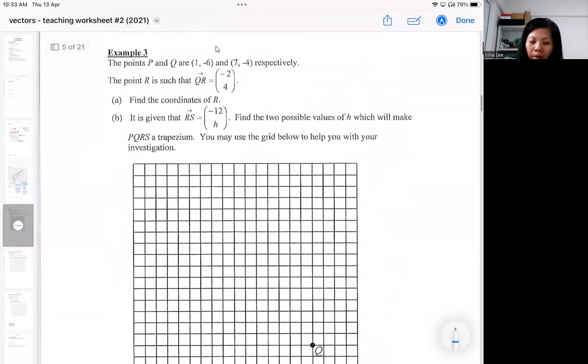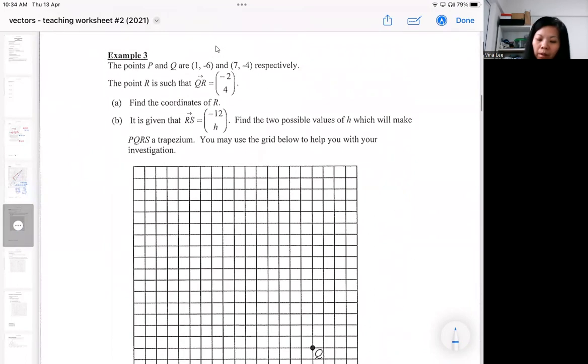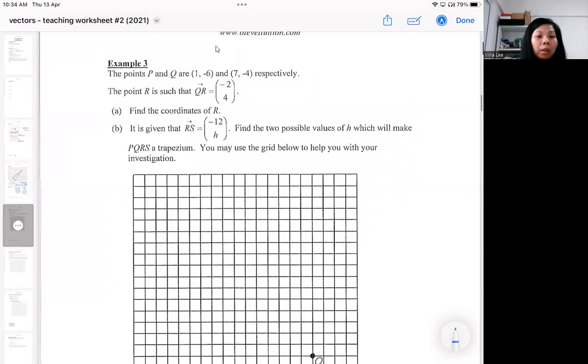Okay, now this is the one that is more difficult, and this one is very similar to O-level question. So there are some O-level questions that are like this. Okay, so this one has some difficulty. So make sure you read first. Okay, so they gave us two coordinates, and then they gave us QR, and from QR, I'm supposed to find the coordinate of R.